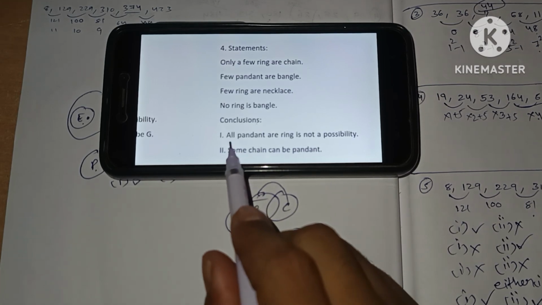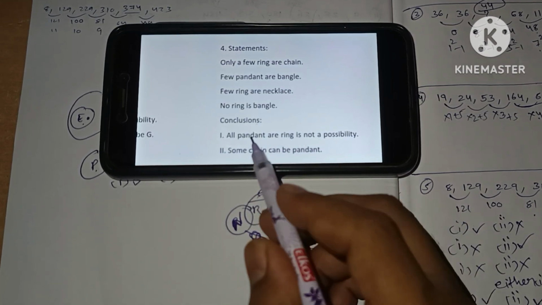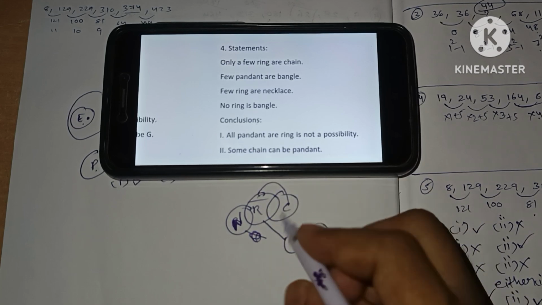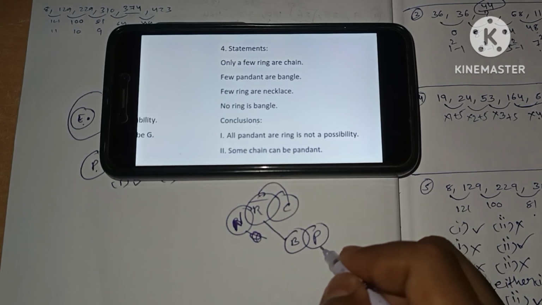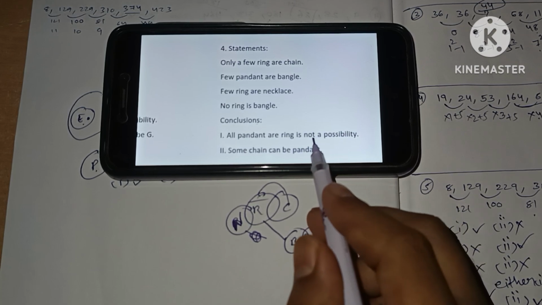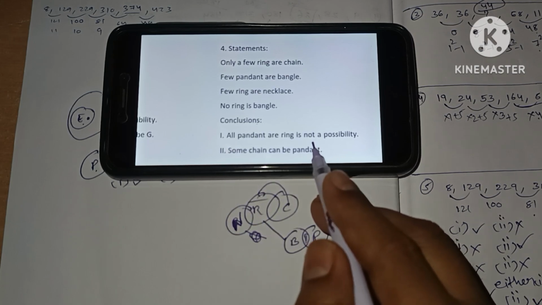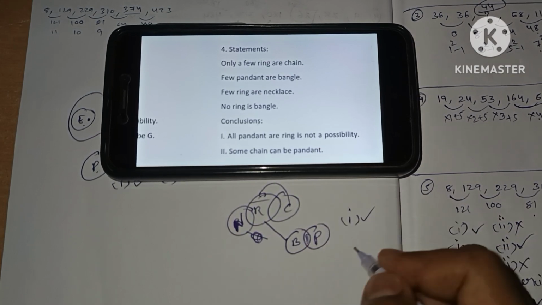Let's see the conclusions. All pendant is ring is not a possibility. We check if all pendants can be rings. All pendants can be placed inside the ring. It is not possible because of this part. So the all case fails. So all pendants can be rings is not possible. The first conclusion will be true.